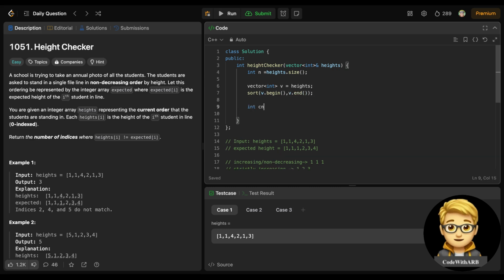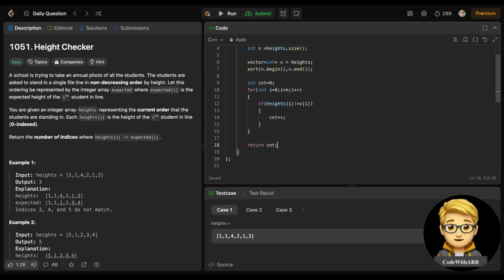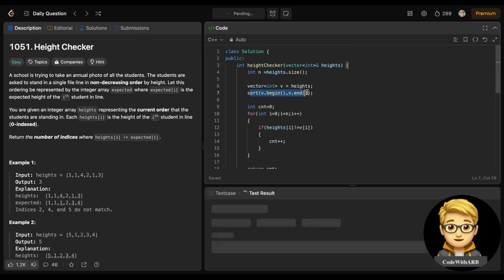And now we will compare the answer. Count will be compared from the starting point to each and every element. For that, if heights i is not equal to v i, it means the expected result is not achieved, so the count should be increased. Now we will simply return this count, right? So this is very easy. Just run this, because we have used the sorting algorithm.